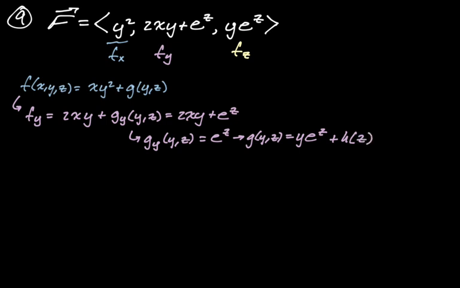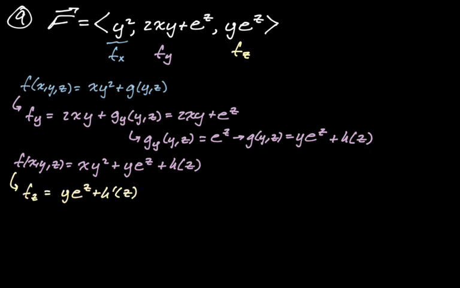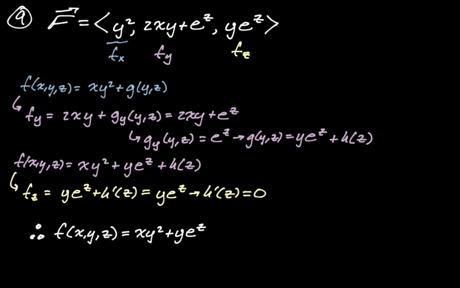So now I'm going to update what I think my potential function is. I now think my potential function is xy squared plus y e to the z plus h of z. I'm going to take the derivative of this with respect to z, find partial z and compare with what we were given. The derivative of this with respect to z is y e to the z plus h prime of z. Compare with what we have. Partial z we're given is y e to the z, which means that h prime of z is just 0. So a potential function is xy squared plus y e to the z.